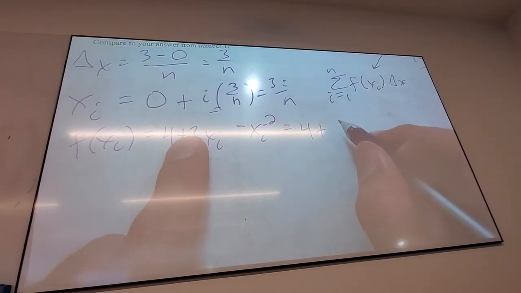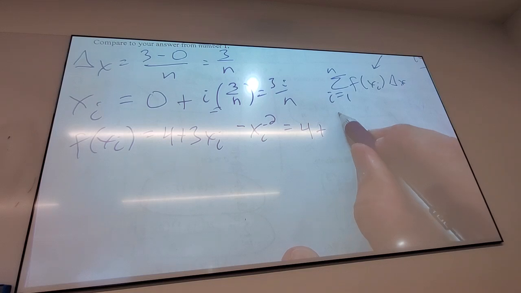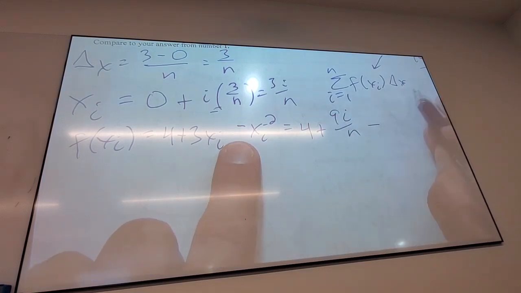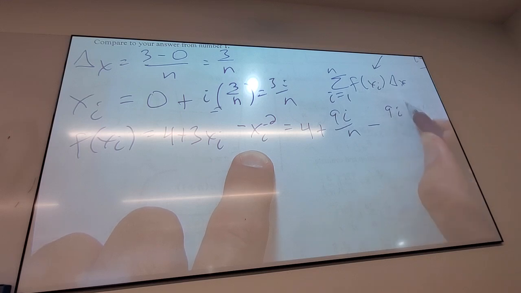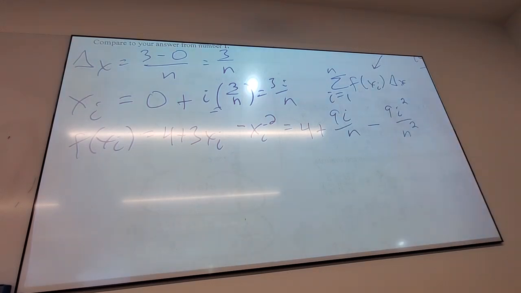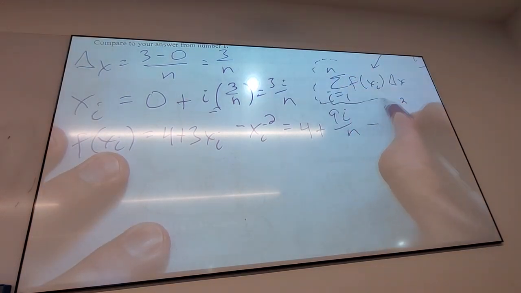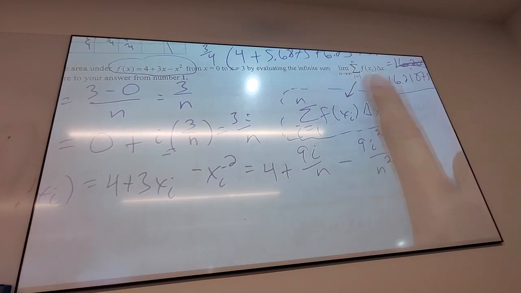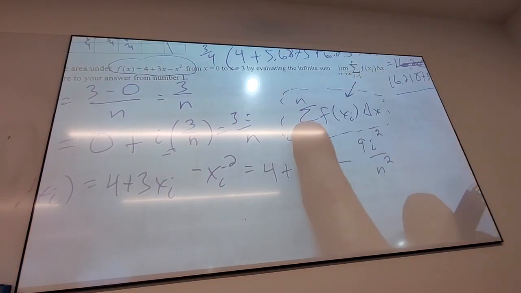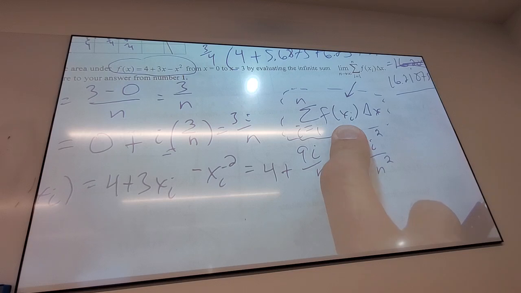So plus, what's 3 times 3i over n? 9i over n. Minus, what's 3i over n squared? 9i over n. Okay, stop for a minute. This is the form we're trying to find all the pieces for, so that then I can put it together and let the number of rectangles go to infinity. But I can't do this limit until I have something to take the limit of. So I first focus on putting this thing together.